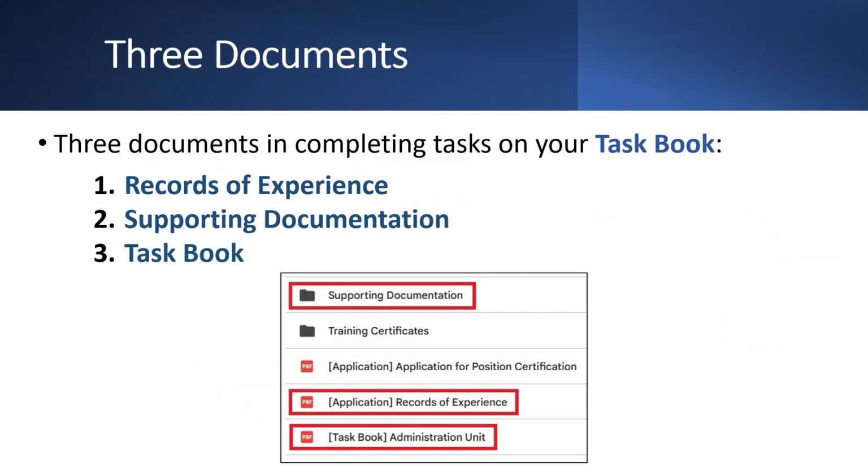So let's dive right into working on your task book. Now there are three documents involved with completing tasks in your task book. These documents are 1. The records of experience, 2. Supporting documentation, and 3. Your task book itself.